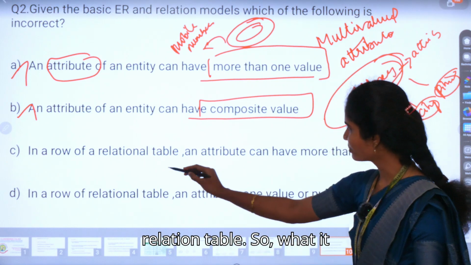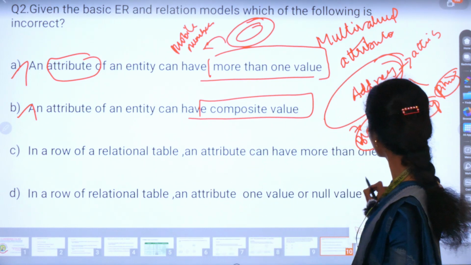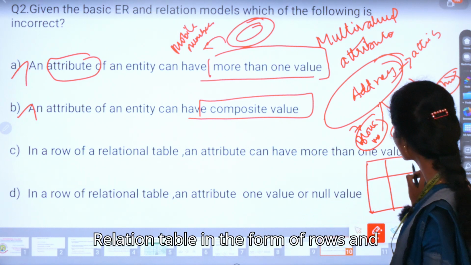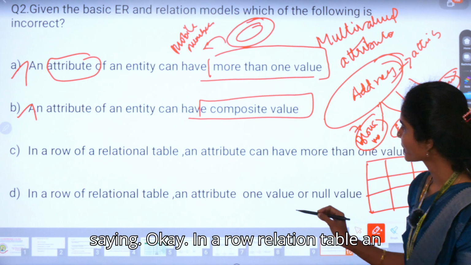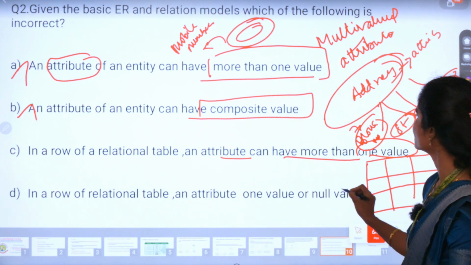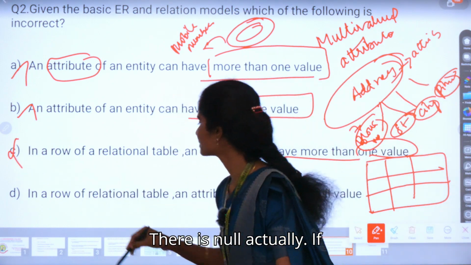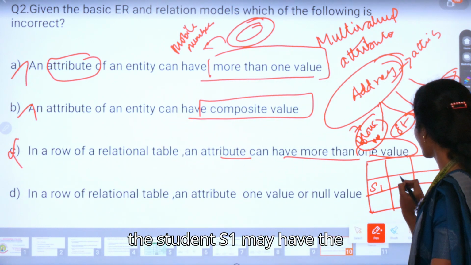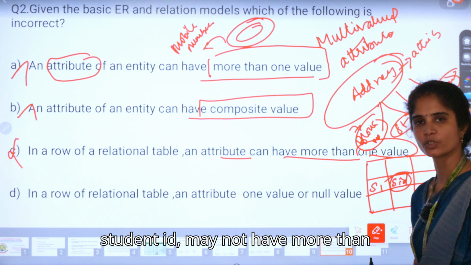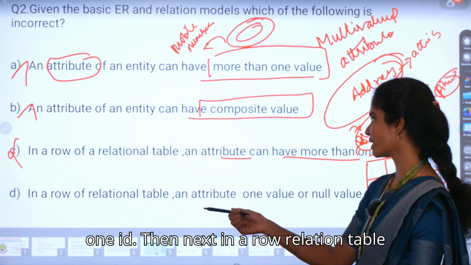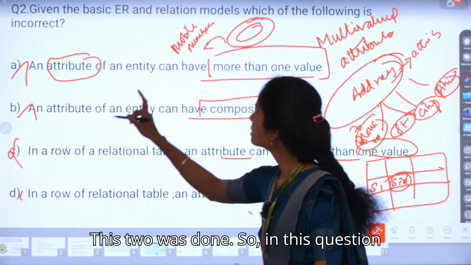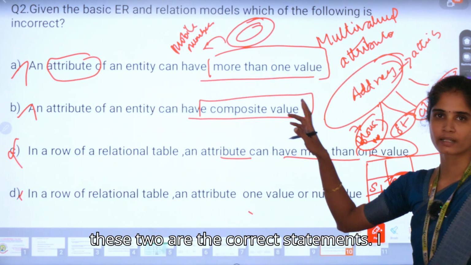In a row of a relation table, the relation table is in the form of rows and columns. I hope you understand what I'm saying. In a row of a relation table, an attribute can have more than one value. This is not correct. A student S1 has a student ID and may not have more than one ID. The next, in a row of a relation table, an attribute has one value or null value. These two are done. So in this question, these two are the correct statements.